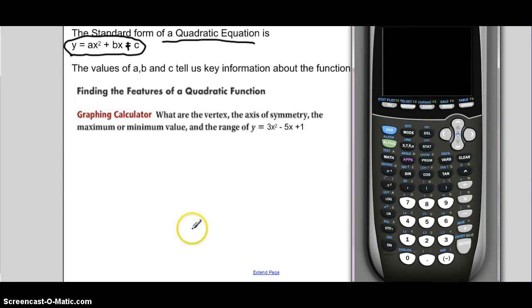And it says, what are the vertex, the axis of symmetry, and the maximum or minimum values, and the range for y equals 3x squared minus 5x plus 1. So I'm going to go ahead and turn my calculator on here. Hopefully that will work.